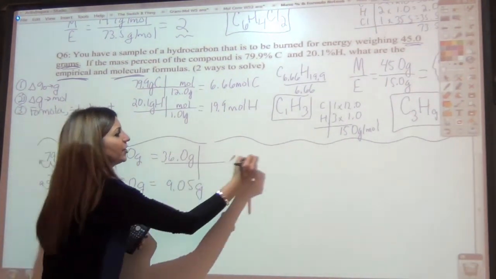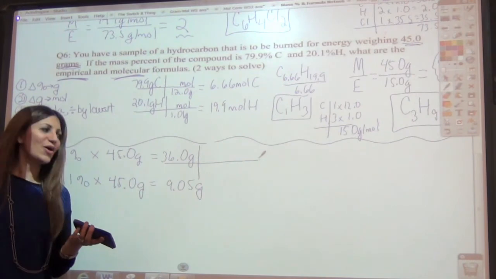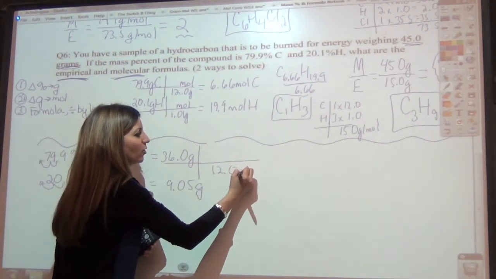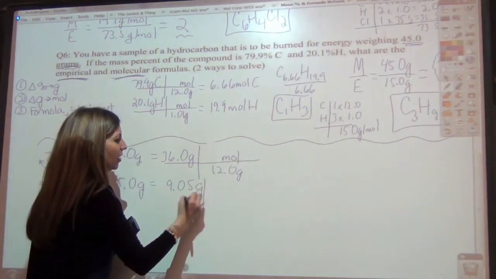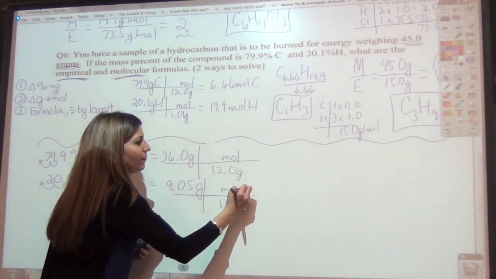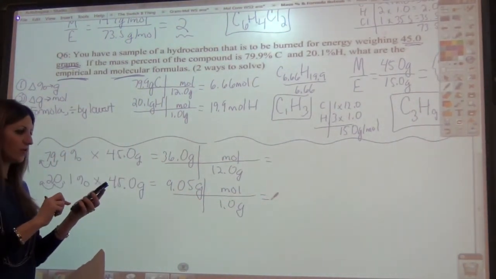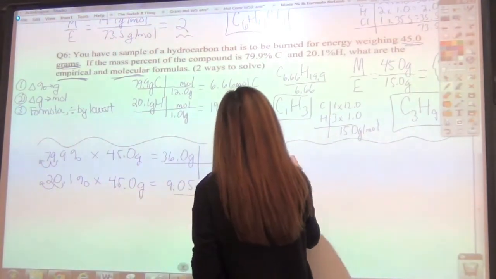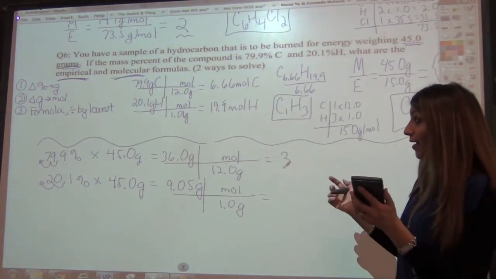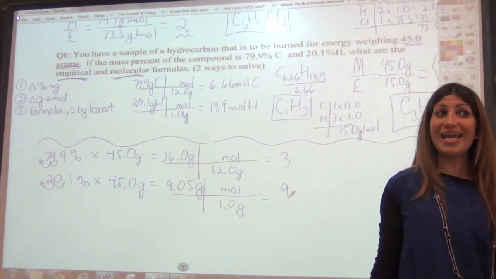So now we're going to convert. Because we're in grams, we don't want grams. We want moles. So since we want a formula, I'm just going to go grams to moles again, just like we did before. And same thing with the hydrogen, 1 gram for every mole. And when I do this, 36 divided by 12, it gives me 3. And if I do 9.05 divided by 1, I get 9.05, which is basically 9.